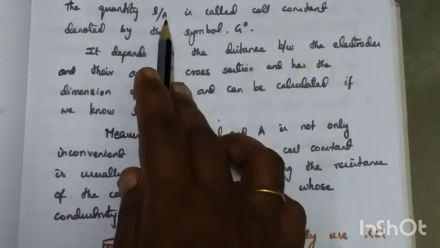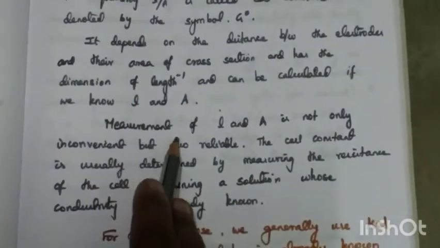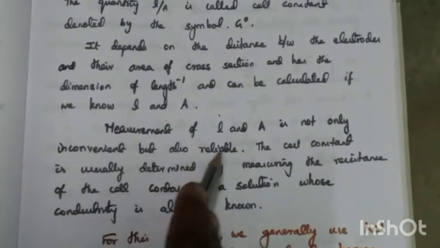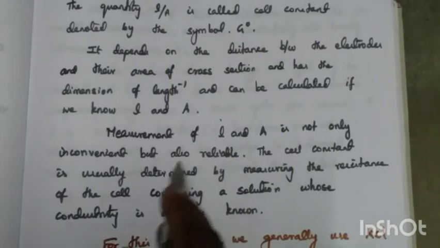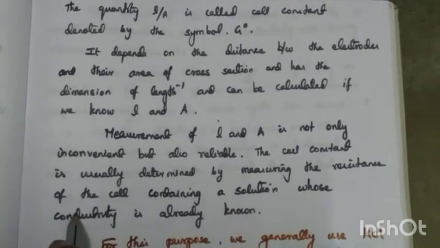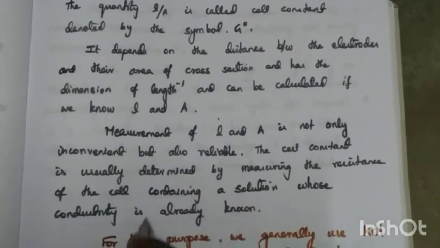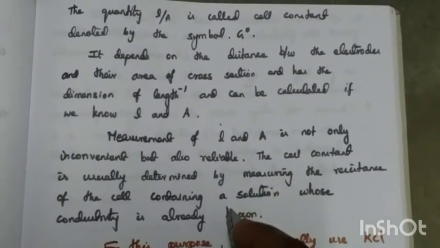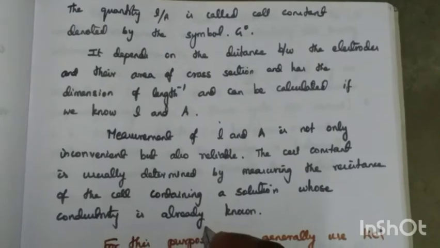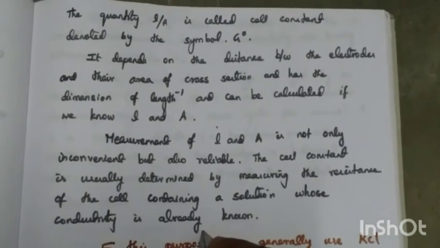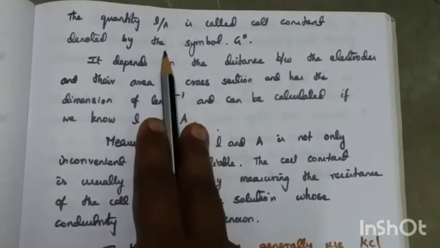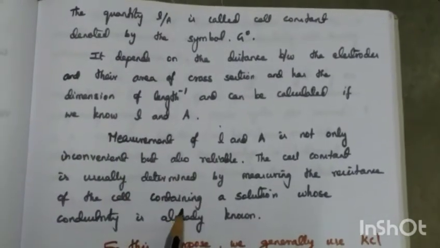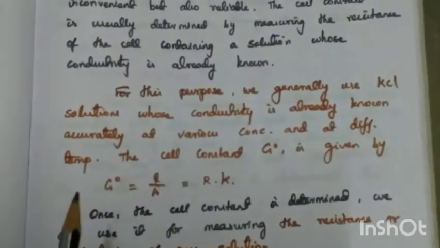What is the cell constant? It is defined by L by A. However, the measurement of L and A is not only inconvenient but also unreliable. The cell constant is usually determined by using the resistance of the cell containing a solution whose conductivity is already known. Because G naught is equal to L by A, if the conductivity or resistance is known, we are able to calculate the cell constant.